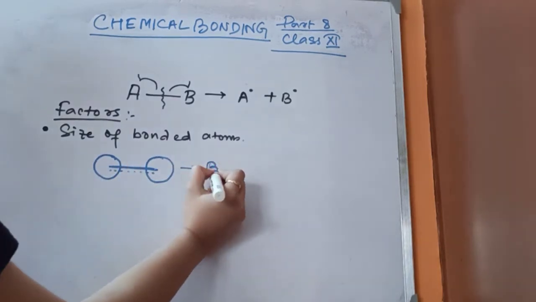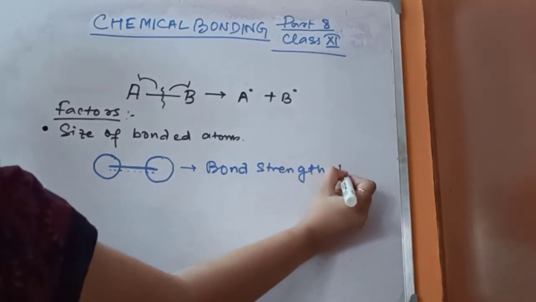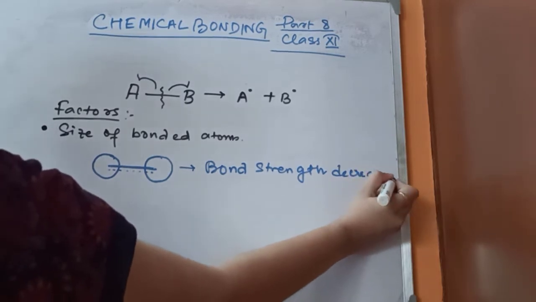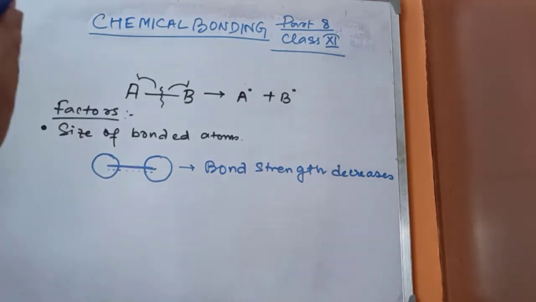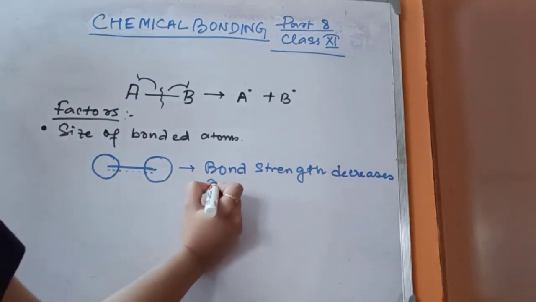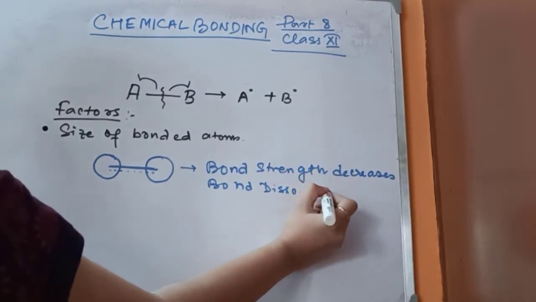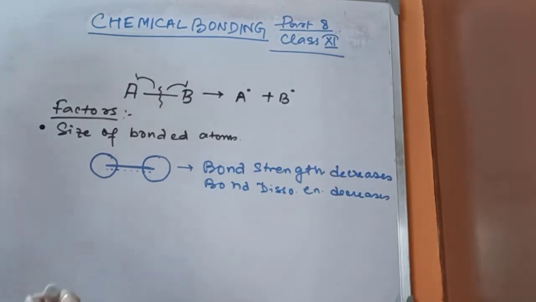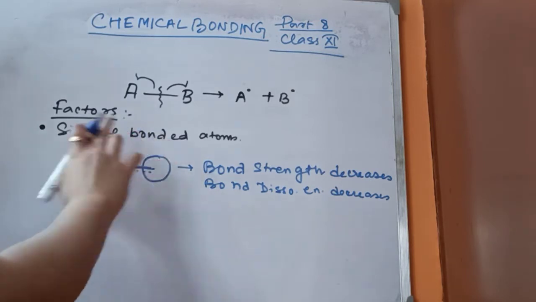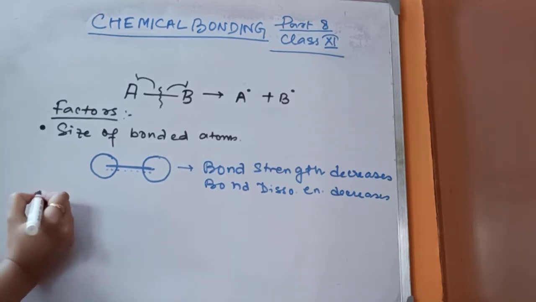As a result, bond strength decreases. When bond strength is decreased, a very small amount of energy is required to break the bond. Hence, the bond dissociation energy decreases with increase in the size of the bonded atoms. Okay, so the next factor is bond multiplicity.